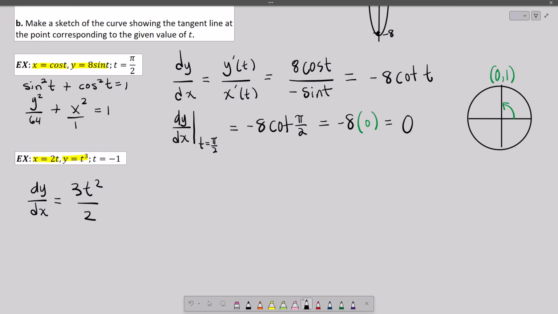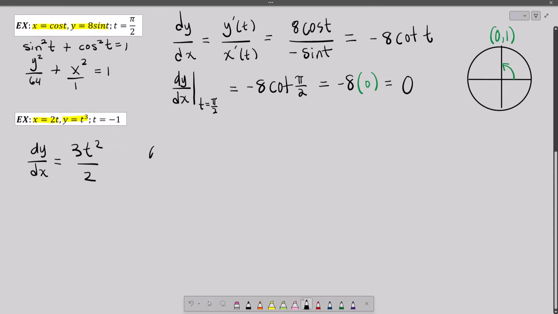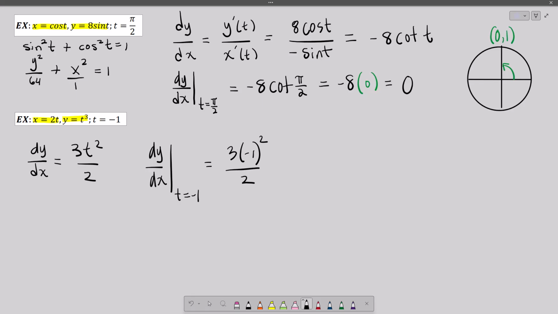And they say, well, what's the derivative at t equals -1? So then we take our derivative notation and we modify it with this little evaluation symbol. And all we do is plug in the -1 for t. And we're going to get the slope of the tangent at t equals -1 is going to be 3/2.